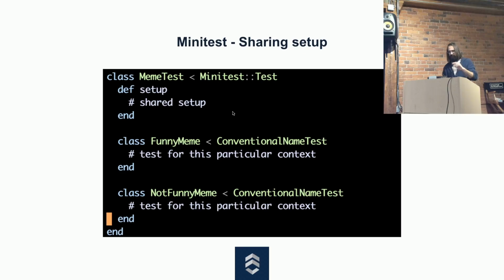So this is a really simple mini test example. We have our setup, and we have a parent class here, meme test, and then we inherit in these other ones, and then they automatically get that setup set on them, which is pretty cool. It's interesting because this is just raw Ruby. This is just Ruby inheritance. Minitest doesn't provide you a way of doing this. This is how you would do it in Ruby, so do it that way.